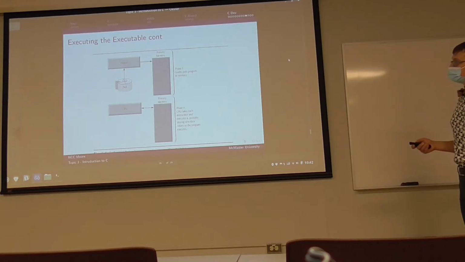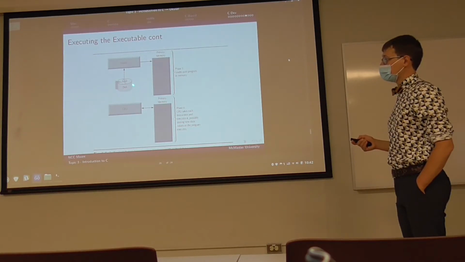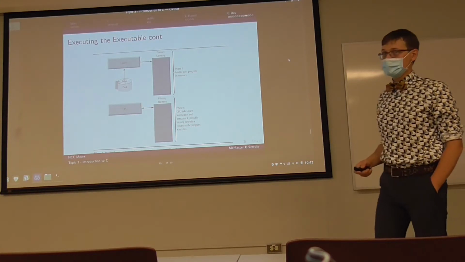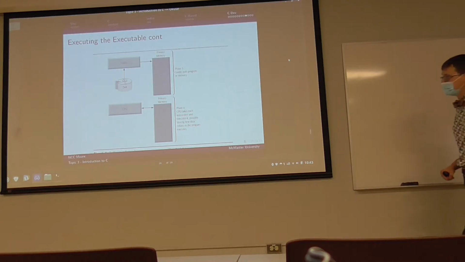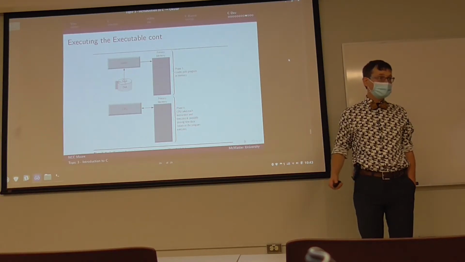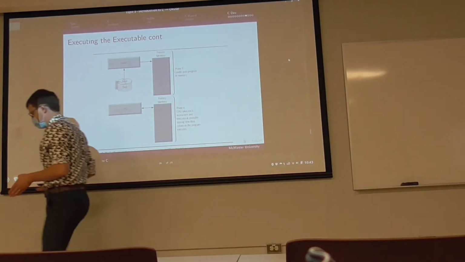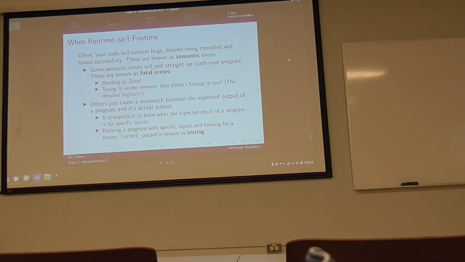Anyway, executing the executable. The program exists on the disk. The loader loads it into primary memory. Then the CPU interacts with the primary memory, taking each instruction: fetch, decode, execute, fetch, decode, execute. This is the CPU's pipeline, so that they're always fetching the next command, always decoding the previous command, and always executing the one before that. I don't really have time to explain pipelining, but anyway.